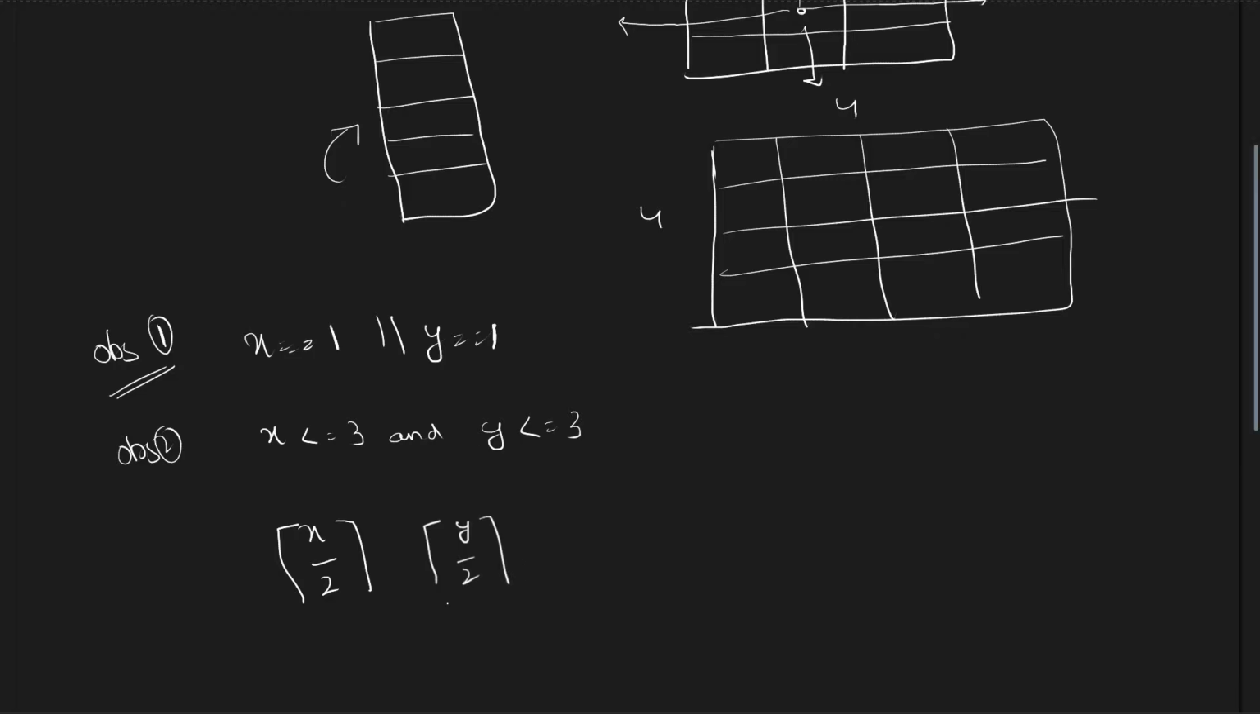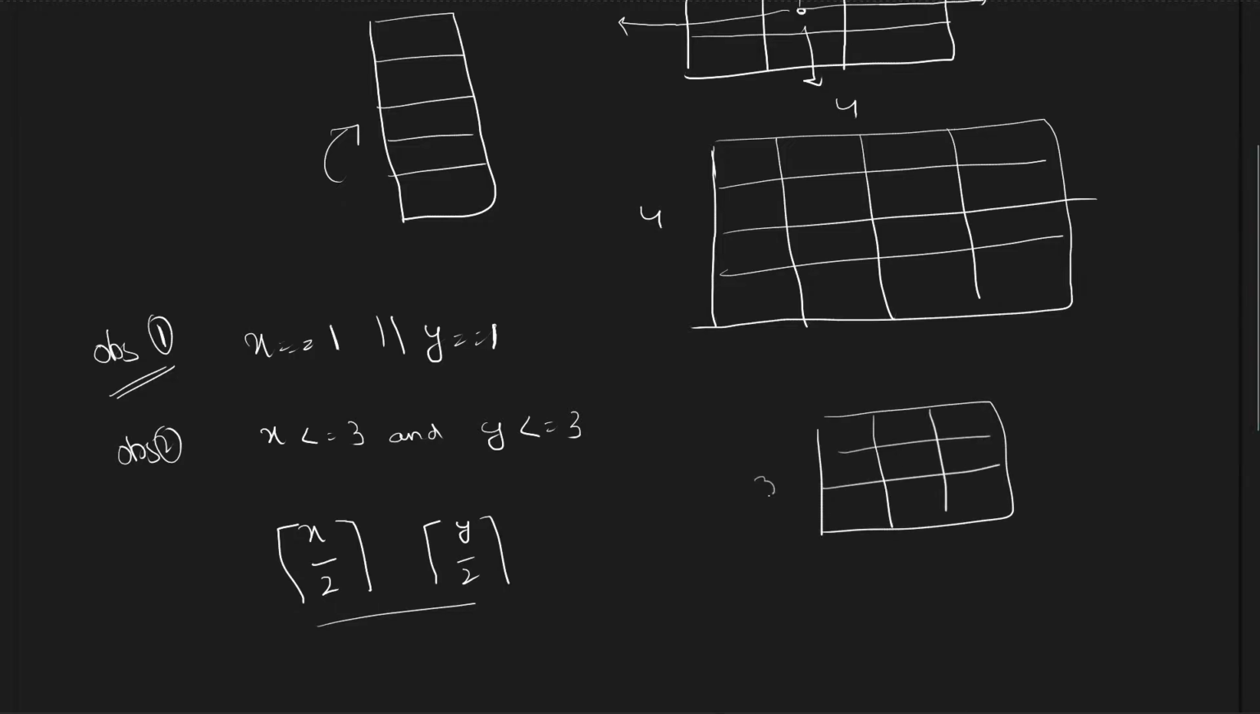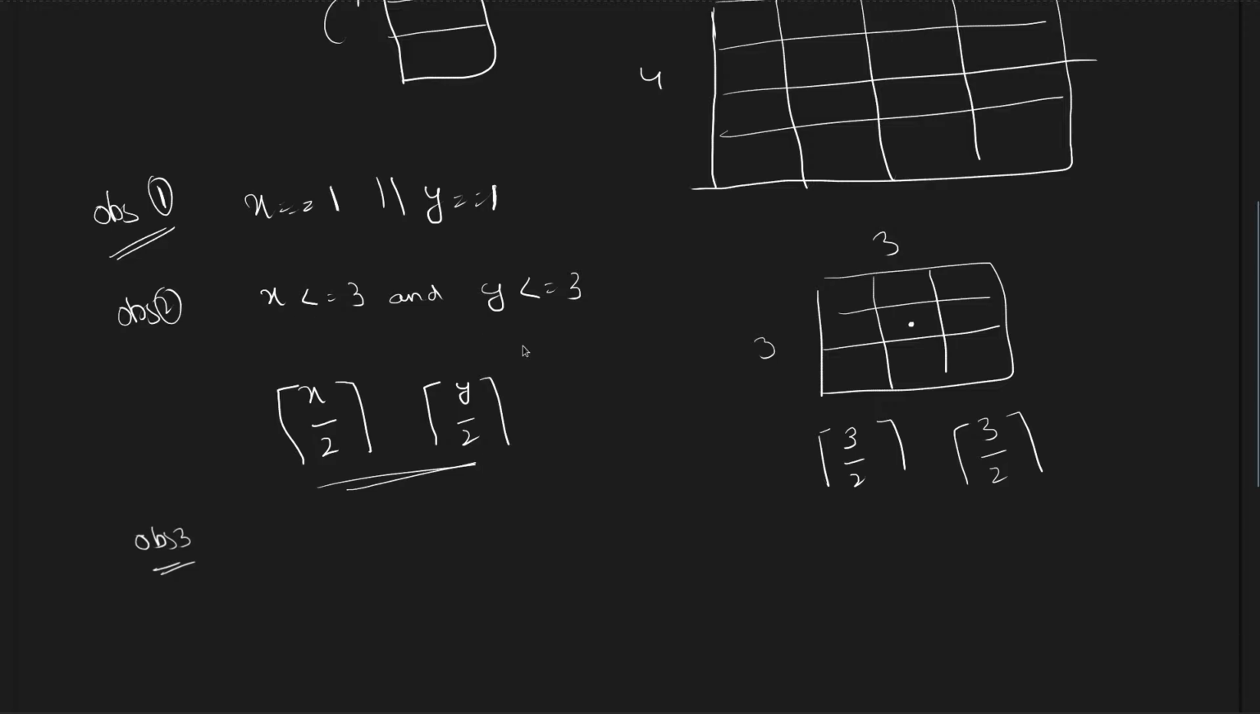We take the ceil value of x by 2 and y by 2. For example, if I consider a case of 3 by 3, which is also given in the sample input, then I can place it at the center, which is the ceil of 3 by 2 and the ceil of 3 by 2. So it is always optimal to place the knight at this particular position, and in any other case, if either x or y is greater than or equal to 4, then there is no valid position for us to place.